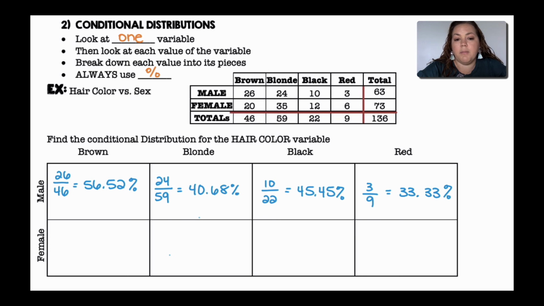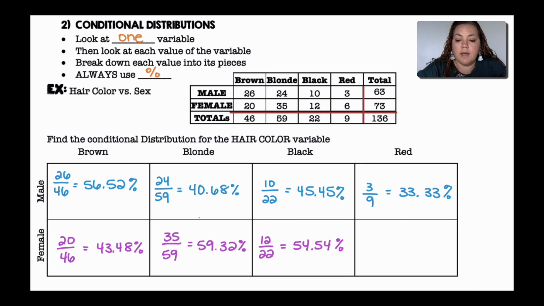All right, I'm going to do the same thing for females. So brown hair for females was 20 out of 46 total. Brunettes, 43.48. 35 total females had blonde hair out of 59 total blondes, which is 59.32%. Black, 12 out of 22, and red, 6 out of 9.